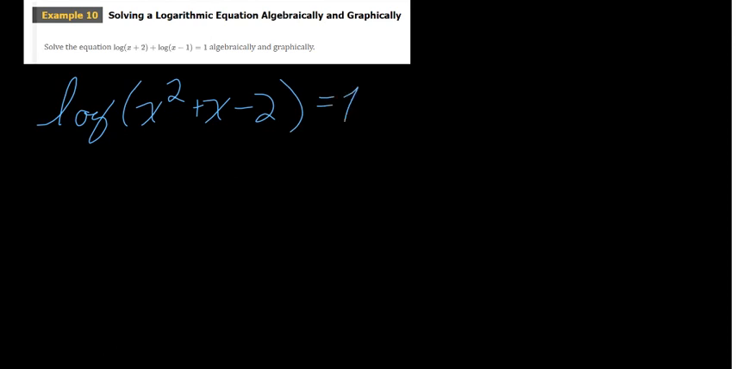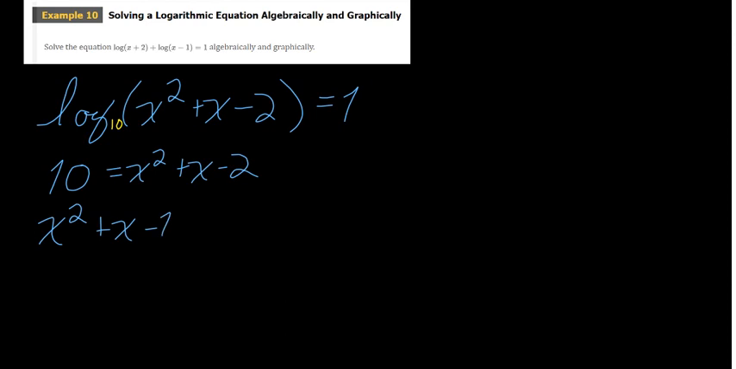Alrighty, and then same as before, what we need to do is recall that this is a base 10. So this is the same thing as saying 10 to the first power. That's easy. 10 to the first power is just 10. 10 is equal to x squared plus x minus 2. Let's subtract 10 from both sides. And I'm going to flip everything over, because I like to have my 0 on the right. You probably do too. So it's going to end up being x squared plus x, and I said I subtract 10 from both sides, so minus 12, equal to 0.